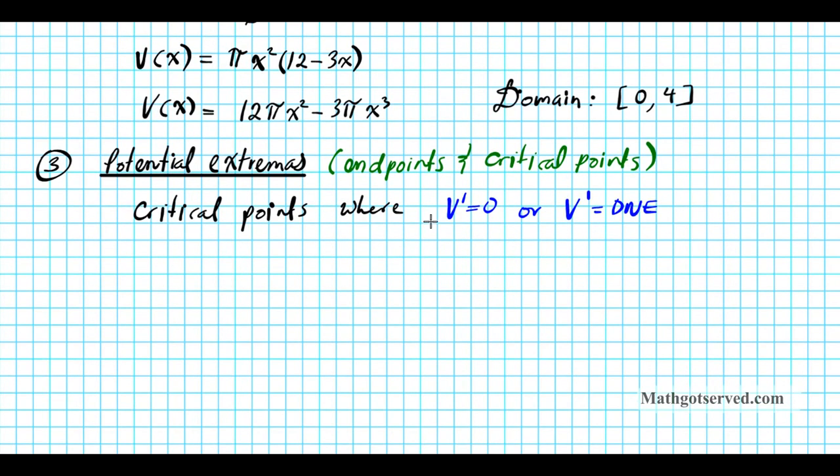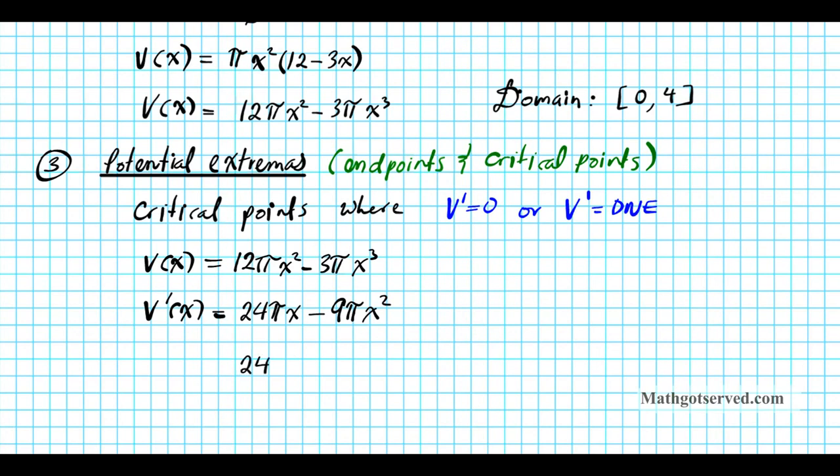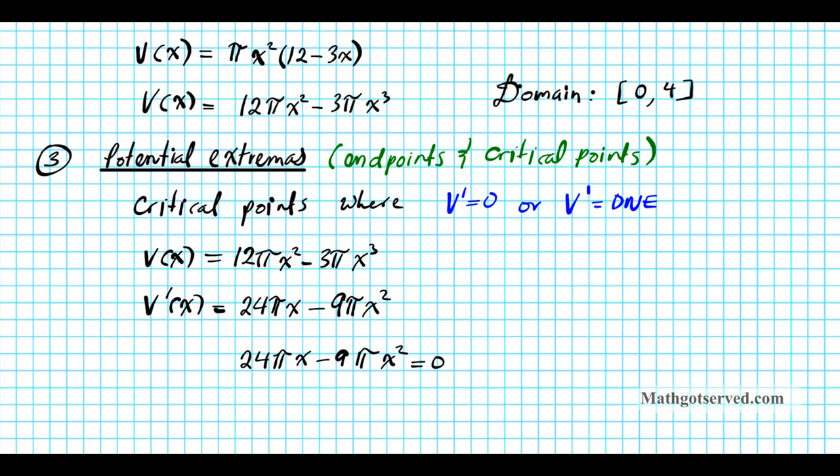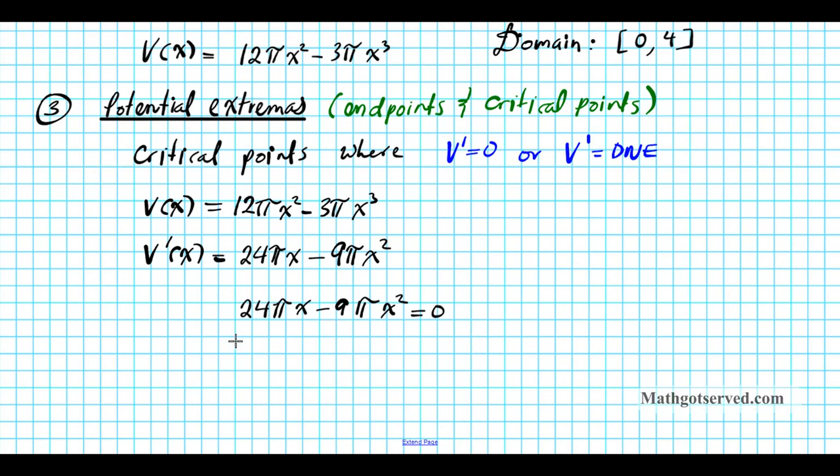All right. So let's focus on the first one. Where is v prime equal to 0? Let's recall the volume function. V of x is equal to 12 pi x squared minus 3 pi x to the third. Let's find the first derivative of that. V prime of x is equal to 24 pi x minus 9 pi x squared. Set that equal to 0. You have 24 pi x minus 9 pi x squared equals 0. Let's factor out x, even though that's not the GCF. Factor out x, and then you're left with 24 pi minus 9 pi x equals 0.